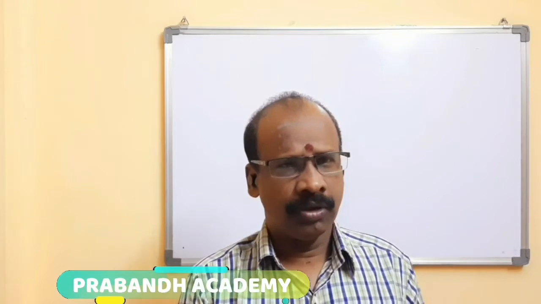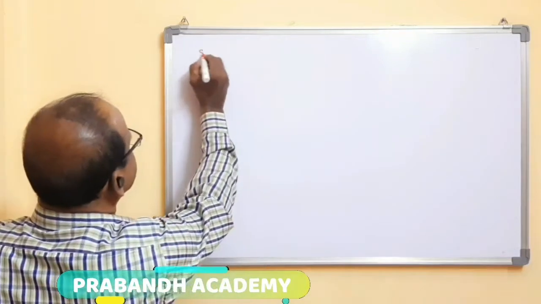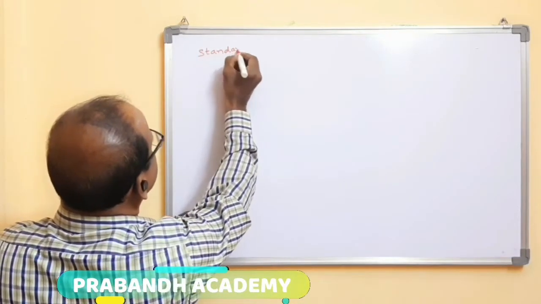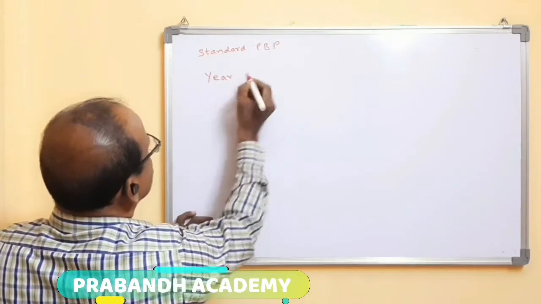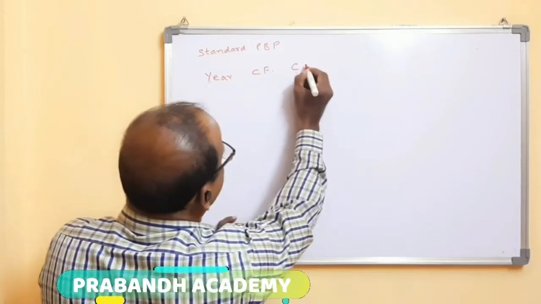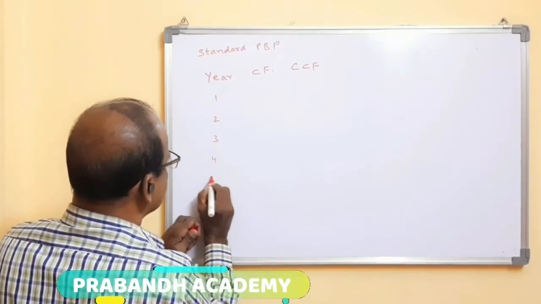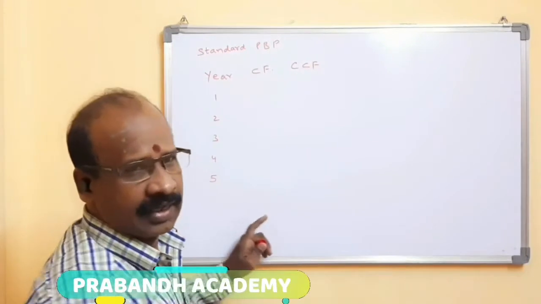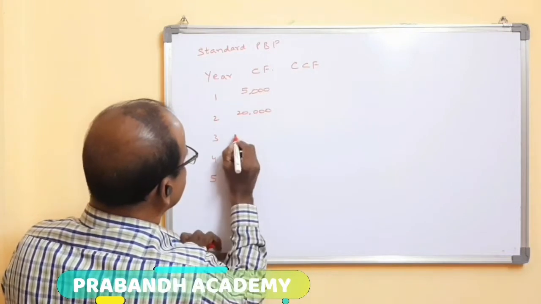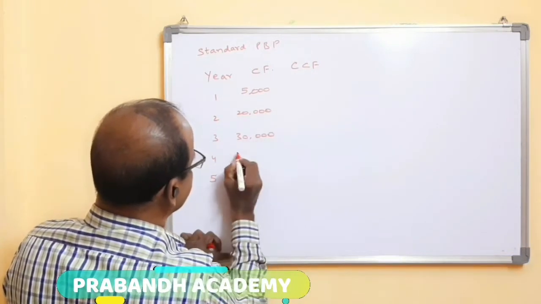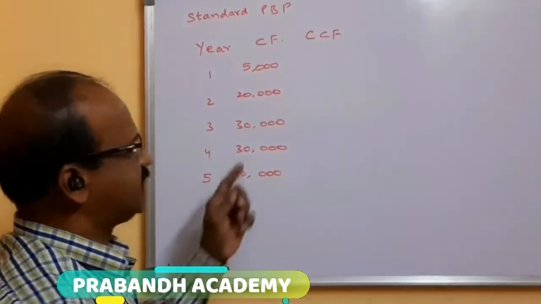How to calculate? First we calculate standard payback period. So in this problem, year, cash flows, cumulative cash flows. So this is the general format for any payback period. Year 1, cash flows are 5,000, 20,000, 30,000, again 30,000 and 10,000. So these are the cash flows.